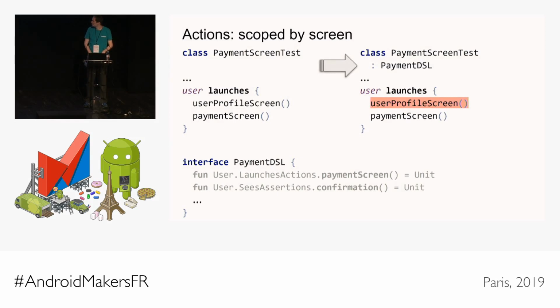The solution is we wrap all the extension functions inside an interface. This will give us kind of a page object, and we can implement this interface in the test where we want to use it. And that means that the other functions, for example, launching the user profile screen, won't be available because we are in the payment screen test. But because it's an interface, we can implement multiple of them. And that way we can be picky in each test what we want to do.